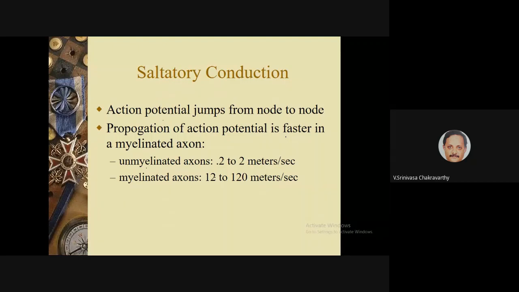Note that these velocities are much smaller than the propagation velocities that you see in an electrical cable, because the current in an electrical cable is electronic current, and the current in the neural cable is ionic current. It's carried by ions, which are much heavier elements.